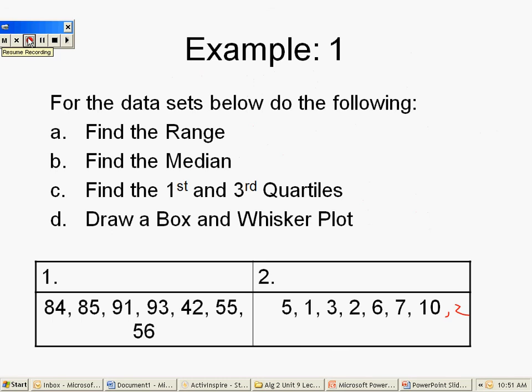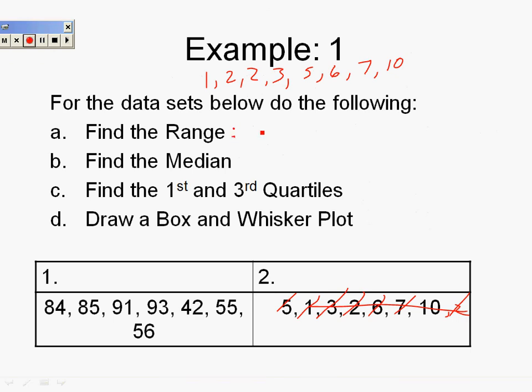I'm going to let you guys do this one. We're going to go step by step, though. So, first of all, I need you guys to put your data in order, and then I want you to find the range. I'll give you about a minute. Okay, 9 is the correct answer for the range. High minus low, 10 minus 1 is 9.